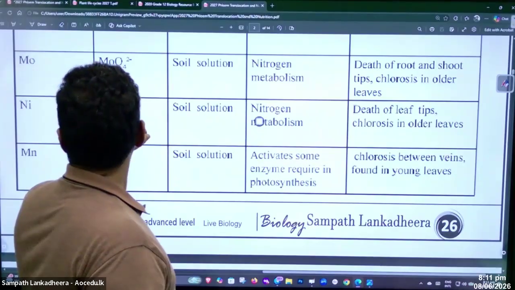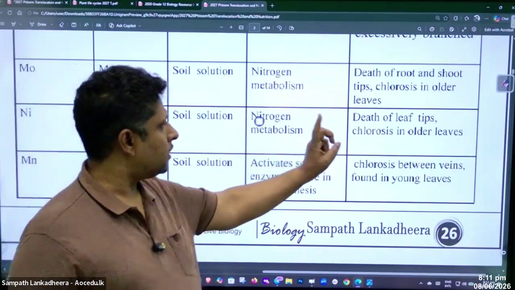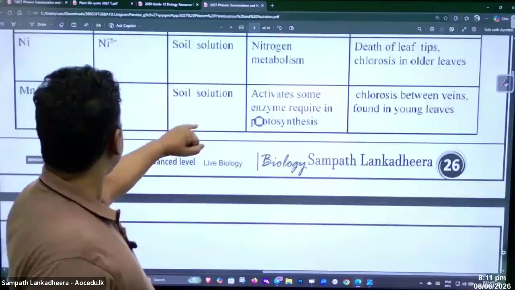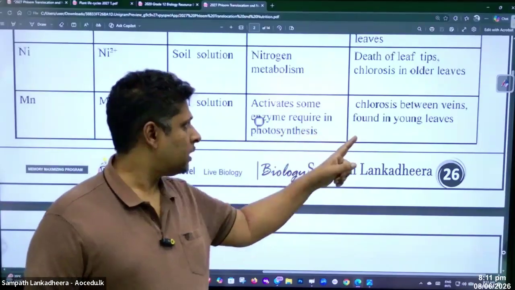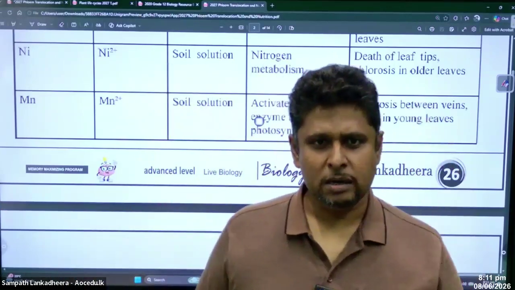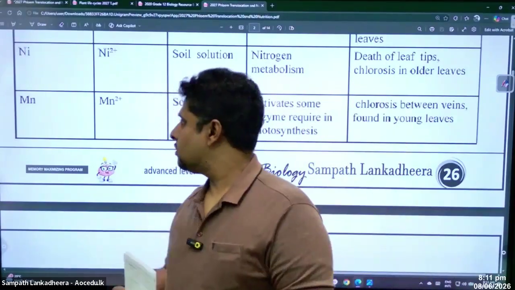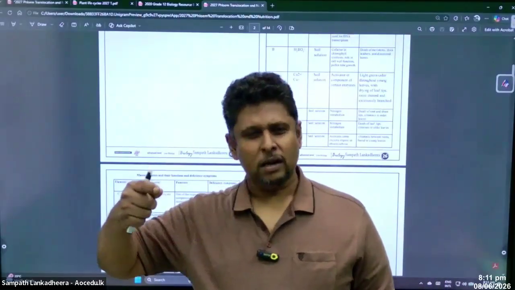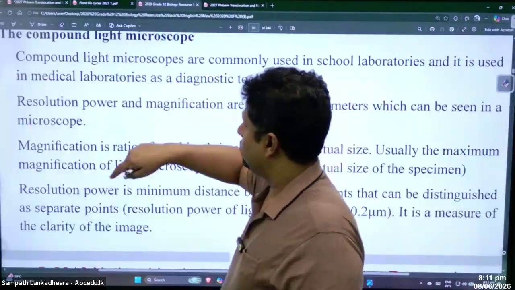Really? And then we have nickel: nitrogen metabolism, death of the leaf tips and chlorosis in old leaves, right? Done. And then manganese: soil solution, activator of some enzymes. I think activator, we took that for manganese. Chlorosis between veins, young leaves. I'll rearrange this table also. I'll rearrange this table and then send it to you after. I'll rearrange the table according to that order: molybdenum, manganese, iron, nickel. I'll send that for you.